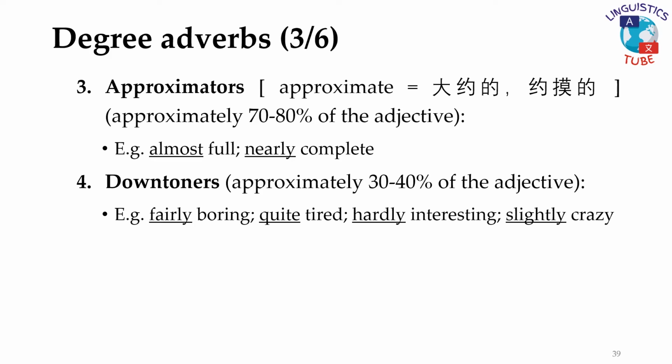For example, the job of downtoners is to reduce or shrink the level of the adjective. So, even though the adverb hardly means almost none, it still fits this definition, even if it might be slightly lower than 30%. So, don't put too much emphasis on those percentages. Being a broad category, hardly is probably at the bottom end, whereas fairly and quite are at the top end. But they still perform the function of downtoners.